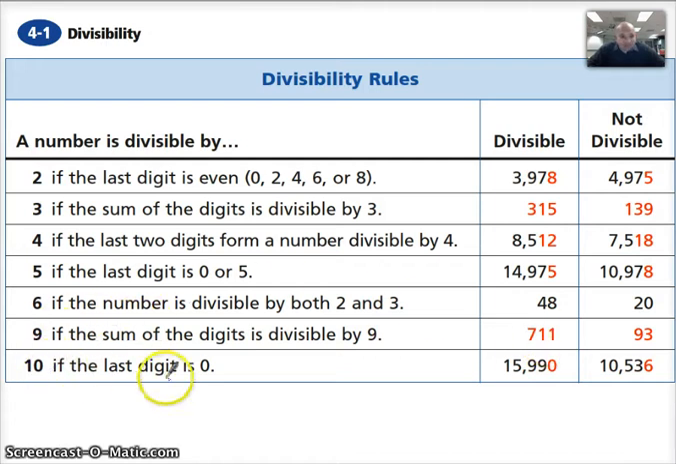Finally, 10. If the last digit is 0, and you should all know this one, at least for a few years now, if the last digit is 0, then it's divisible by 10. 15,990 is divisible by 10 just by the fact that we have this 0 at the end. All right, it is actually a multiple of 10.